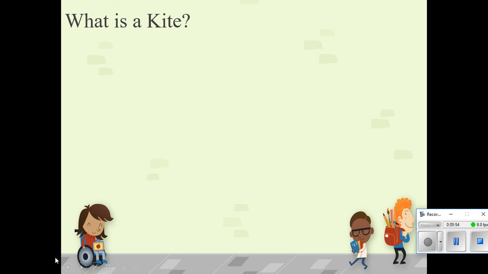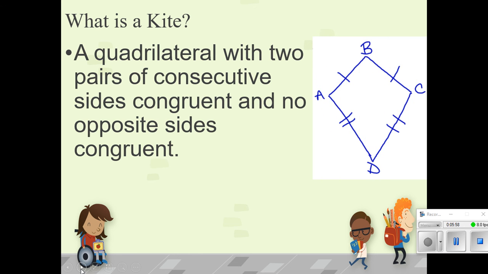What is a kite? A quadrilateral with two pairs of consecutive sides congruent and no opposite sides congruent. So a kite has these two sides congruent. The top two are congruent. But opposite sides like this and this are not congruent. So the bottom two are congruent and the top two are congruent to each other.